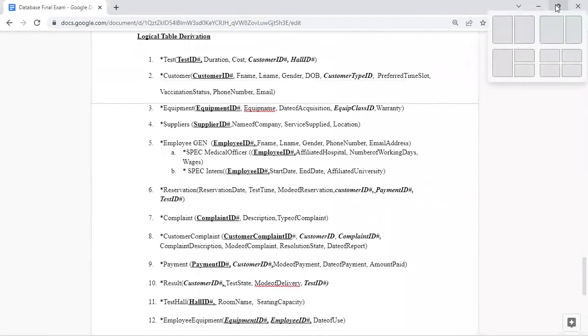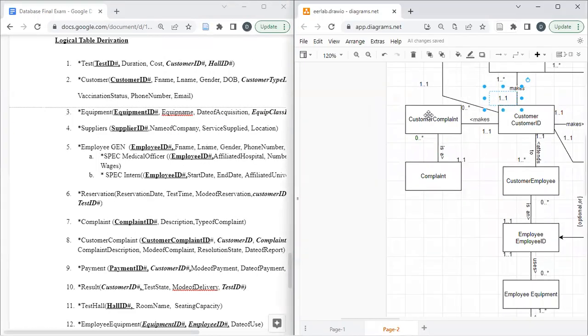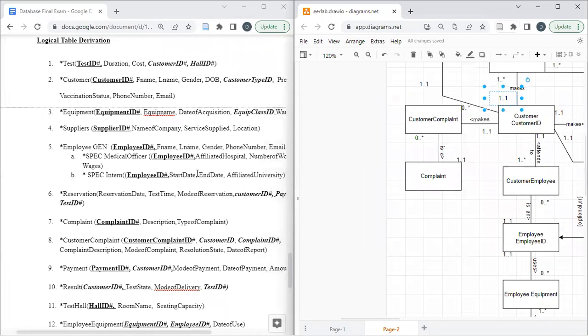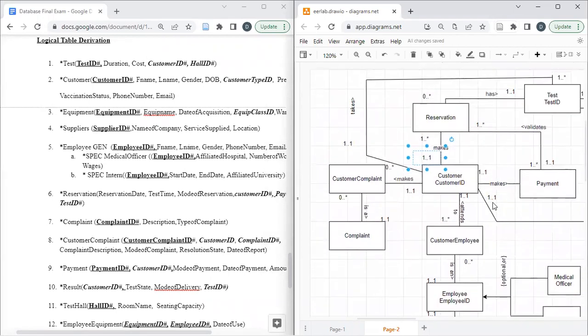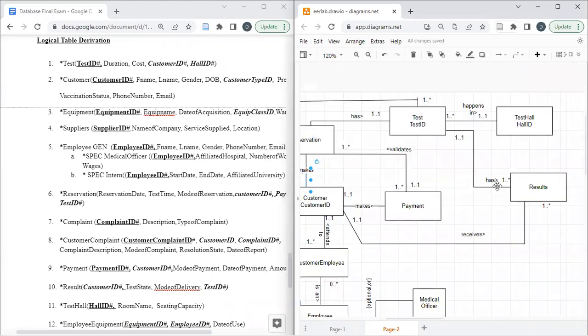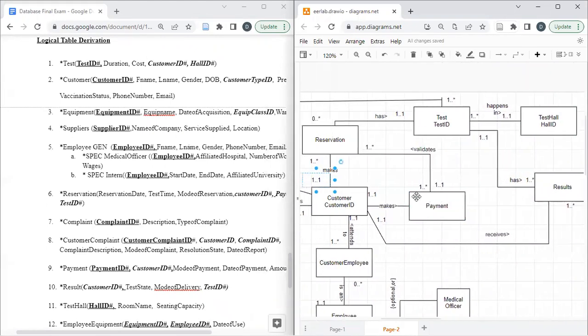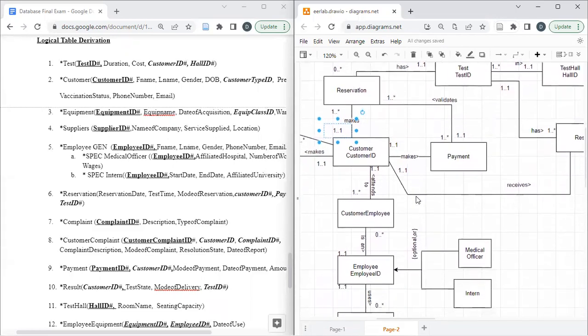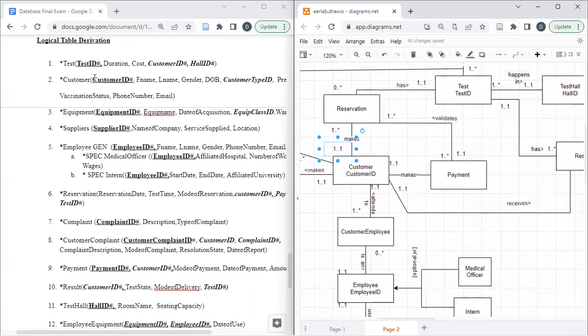For the logical table derivation, bold and underline refers to a primary key, and bold and italicized refers to a foreign key. Firstly, a table was created for each strong and each weak entity, with the primary keys of the strong entities defined and those of the weak entities undefined. For the one-to-many relationship between test and customer and test hall, the many side had mandatory participation. Hence, the primary keys of the test hall table and the customer table were posted into the test table as foreign keys.